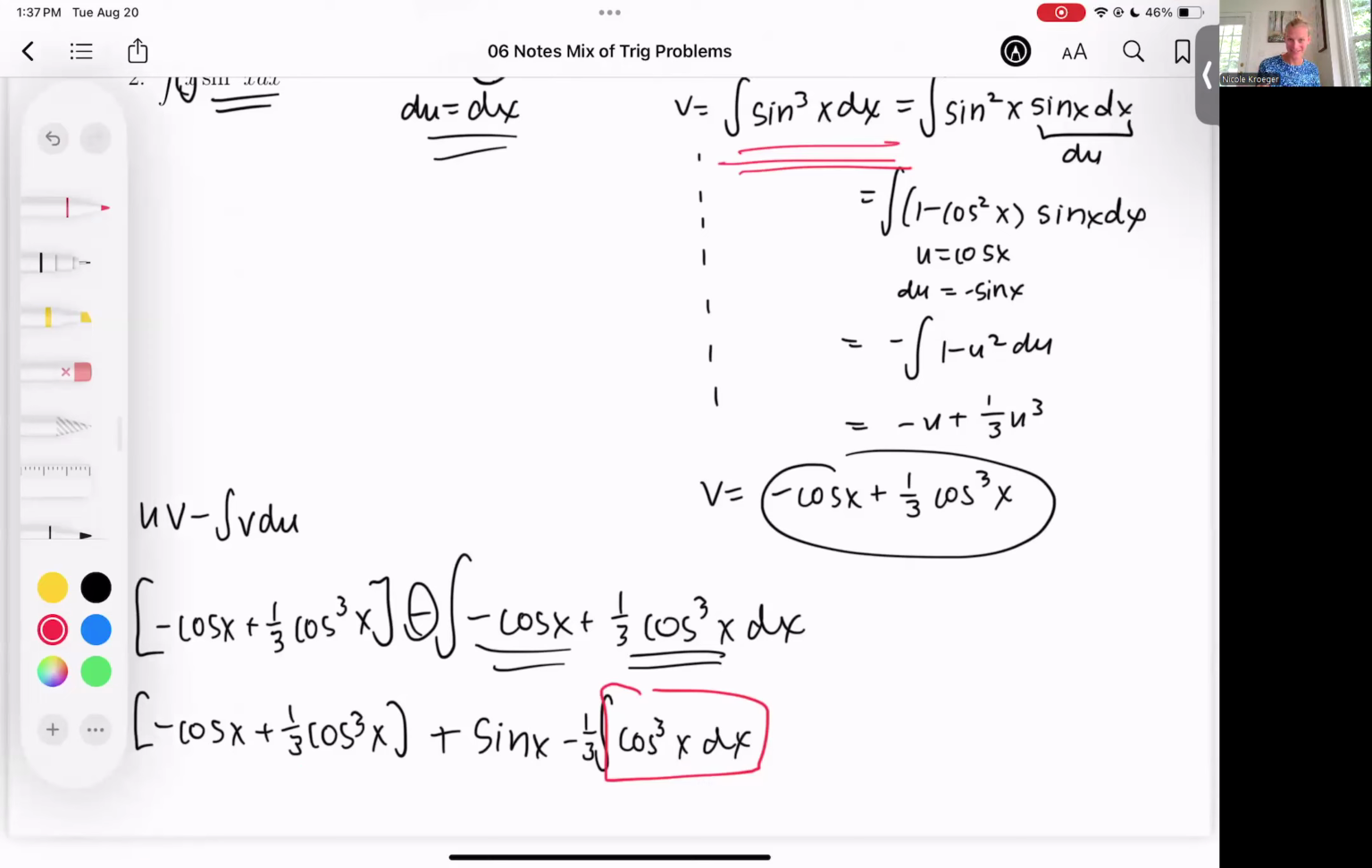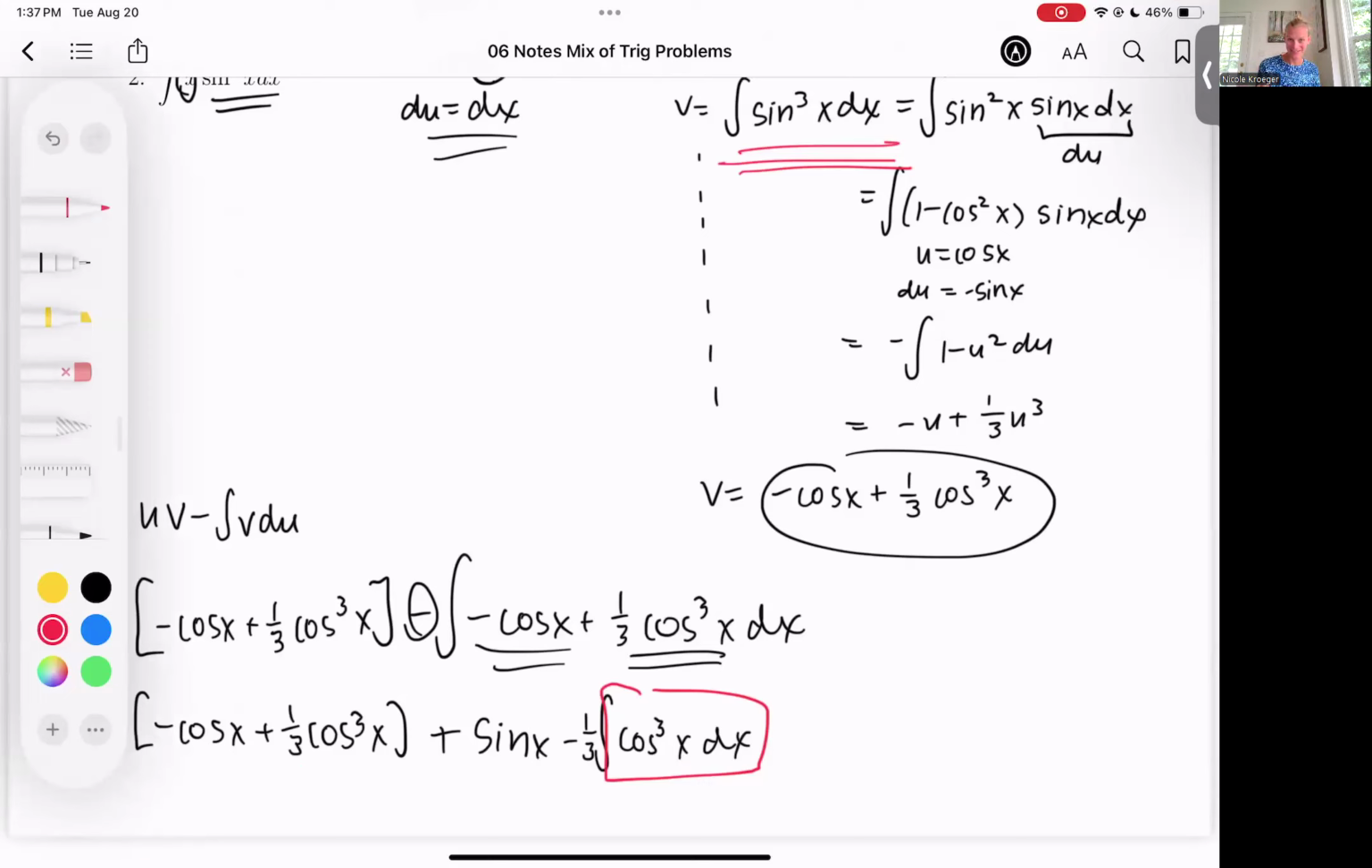So we can divide this up into cosine squared times cosine dx. Cosine squared is 1 minus sine squared. Still have the cosine there. We're going to do a u substitution with u being sine of x. So my du is cosine times dx. So we get the integral of 1 minus u squared du, which will give me u minus 1/3 u cubed. And my u here was sine.